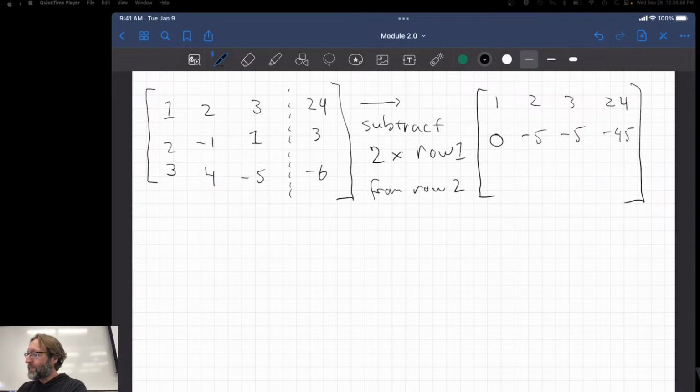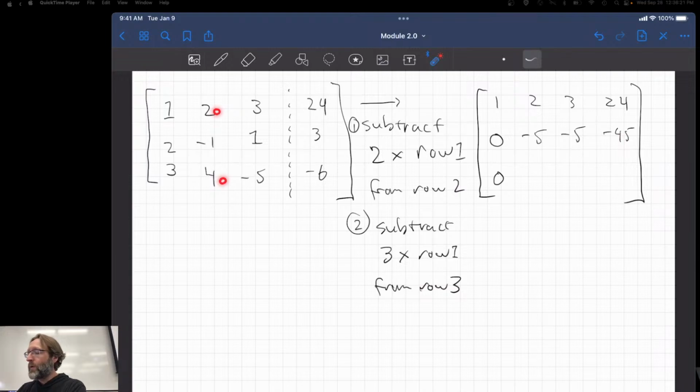And then also, that's the first part here. Now, how do I make this guy right here into a 0? I subtract 3 times row 1 from row 3. When I do that, again, the whole purpose of me doing this is to get 0 here. 3 times 2 is 6, subtracted from 4 is going to be -2. 3 times 3, 9, subtracted from -5 is going to be -14. 3 times 24, 72, subtracted from -6 is -78.